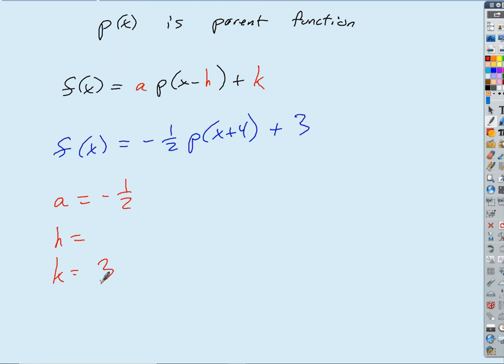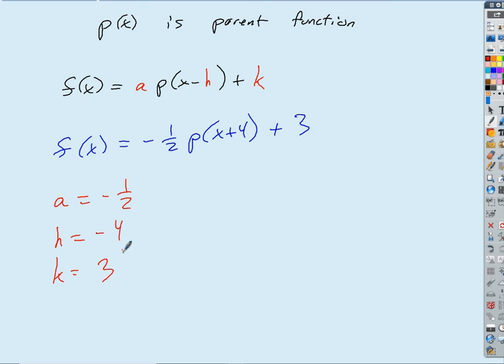That's tricky. But you can make this simple though. You always know that whatever this operation is, inside the function, if you're adding, you're doing the opposite of what you think. If you're adding, h is negative and you're going to the left. If you're subtracting a number from x, then h is positive and you're going to the right. But h is always defined as the number that's being subtracted from x, and so it's negative 4 here.